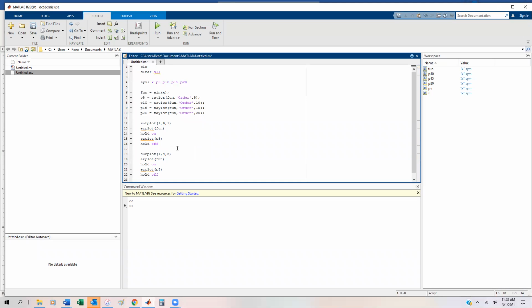So I'm going to say 142, and instead of 5, I'm going to plot 10, and I'm going to say 143, and I'm going to plot P15, and then finally 144, and I'm going to plot P20. All right, now we're going to get an array of the graphs.